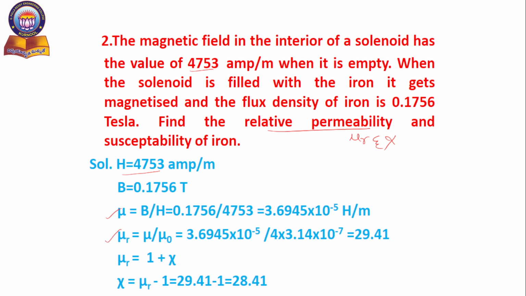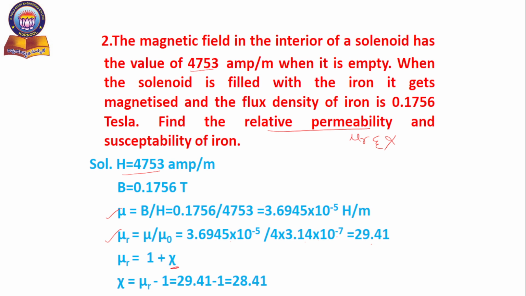Mu R formula is mu by mu naught. Mu already we calculated. Mu naught is a standard value, that is 4 pi into 10 power minus 7, the permeability of free space. Mu by mu naught, if calculated, is 29.41. No units for this.